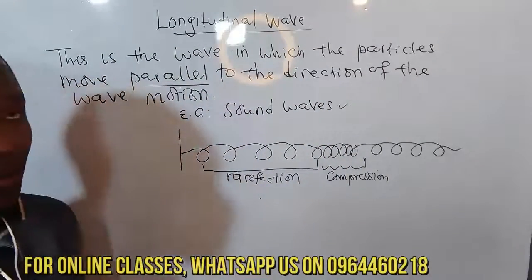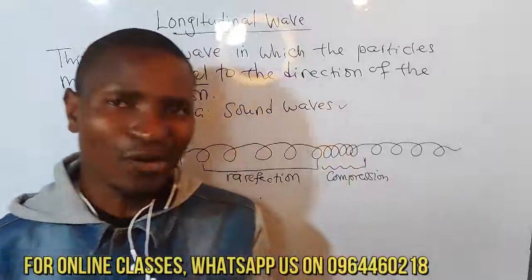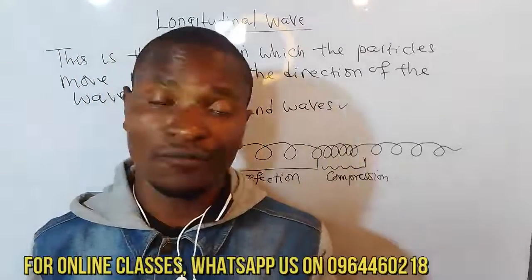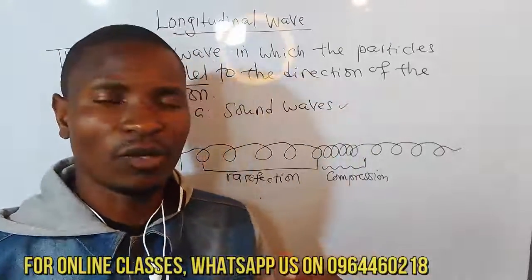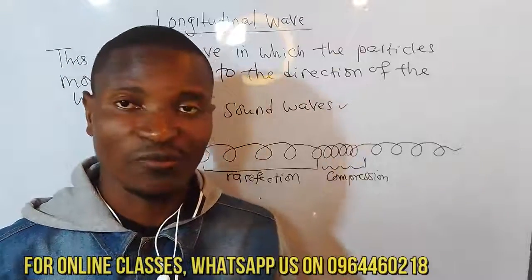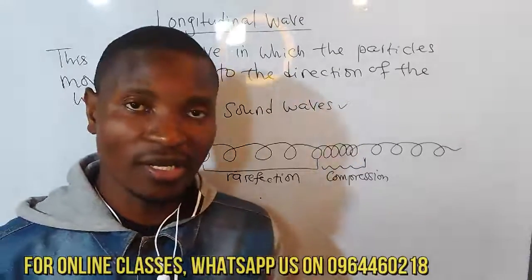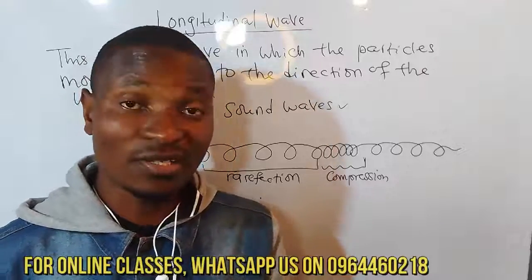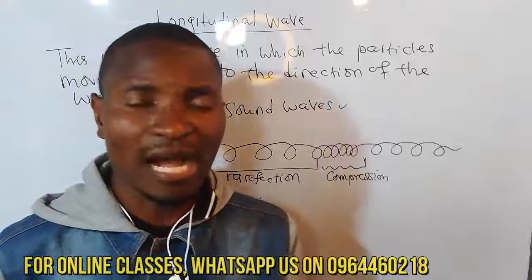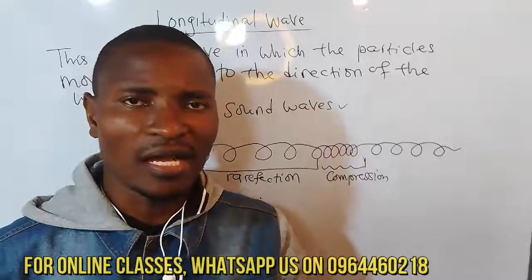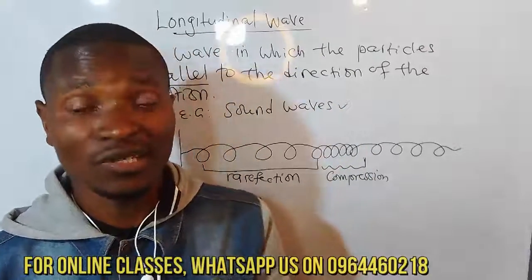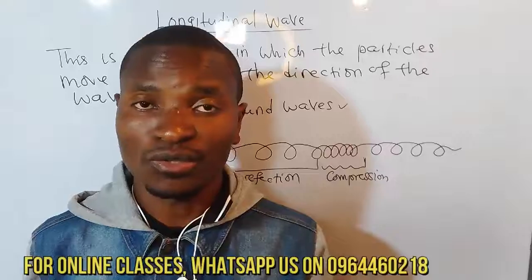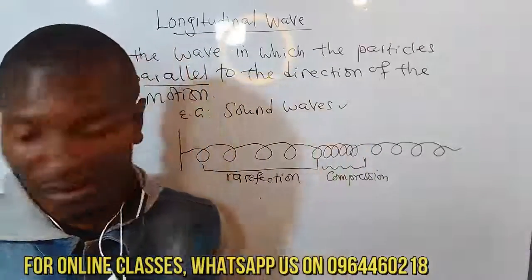Okay, so now let us look at how you can describe a wave. We're going to use a transverse wave because it is clearer for describing the wavelength, the amplitude, the frequency, as well as the speed of the wave, and so on. So let's dive into that.